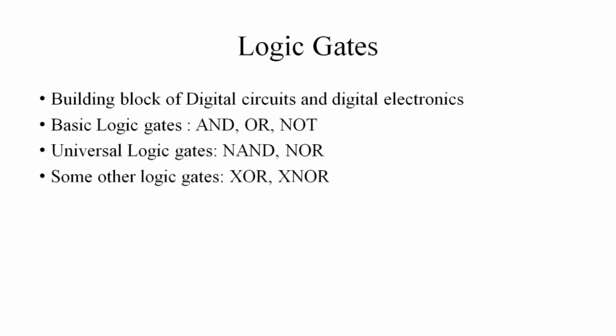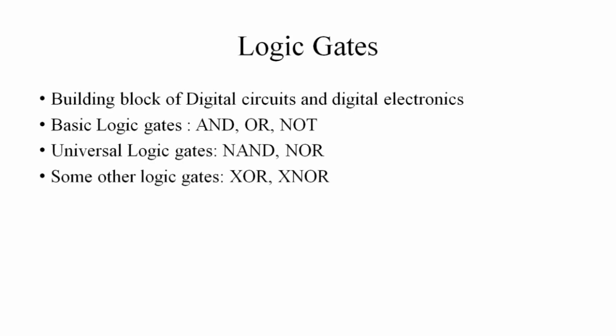So let us start. Why do we use logic gates? A logic gate is made up of diodes and transistors, but diodes and transistors are purely part of electronics, and here we do not talk about analog circuits. Here we only discuss logic gates. It is a building block of digital circuits and digital electronics, meaning the things are represented in the form of 0 and 1. In digital circuits, the inputs are provided in the form of 0 and 1 and the outputs are also in the form of 0 and 1.